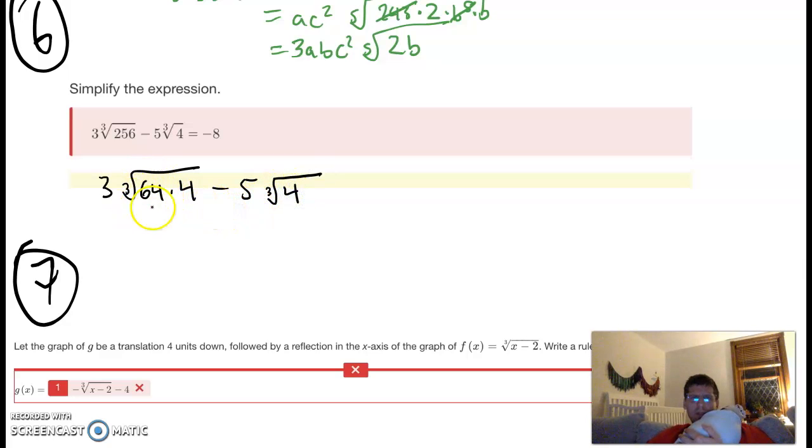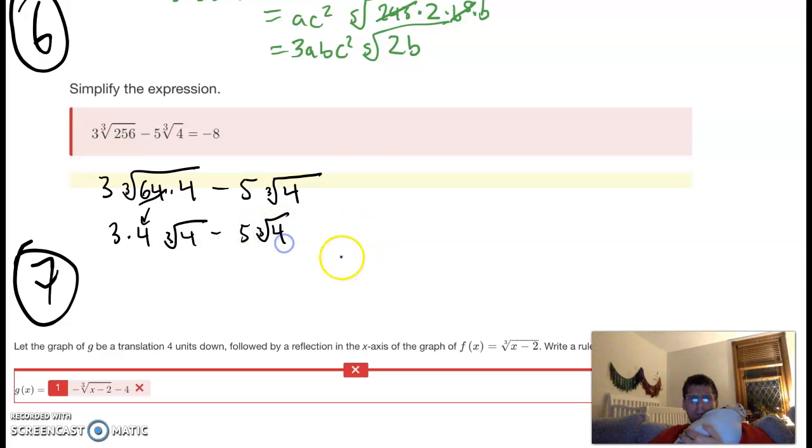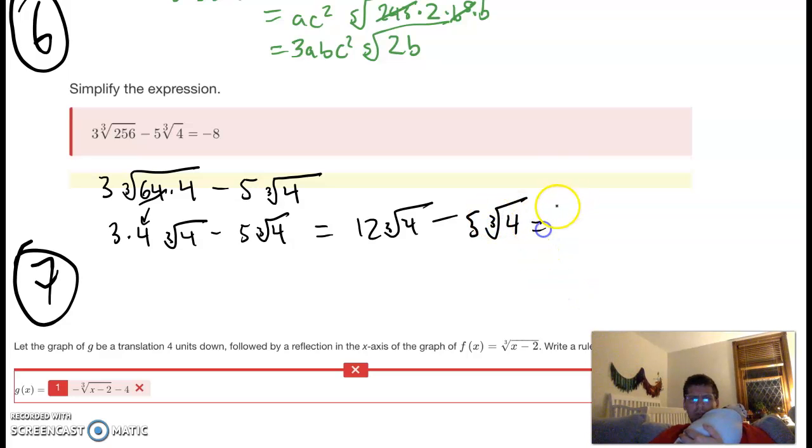Well, we could take the cube root of 64, which is 4. So I get 3 times 4, that comes out of the cube, times the cube root of 4, minus 5 times the cube root of 4. So I would just get 12 cube root of 4 minus 5 times the cube root of 4, which is just 7 times the cube root of 4. I can just subtract, because now they're like roots.